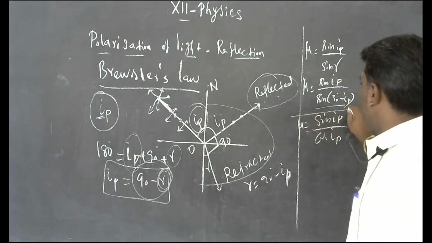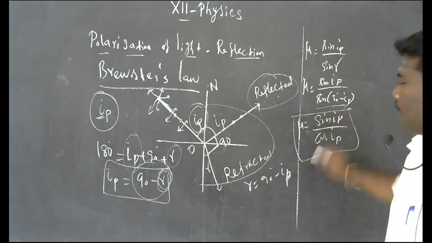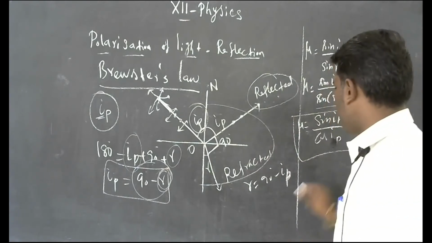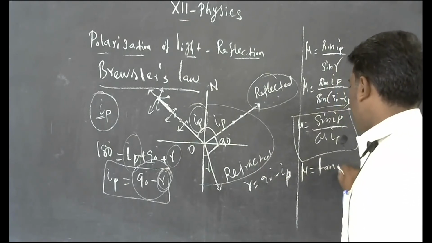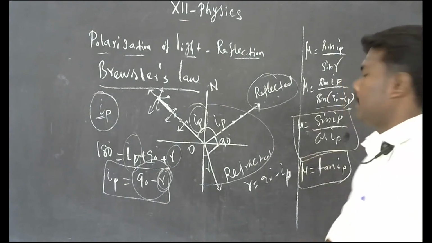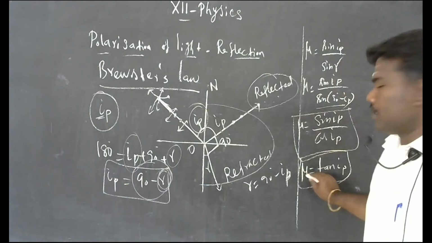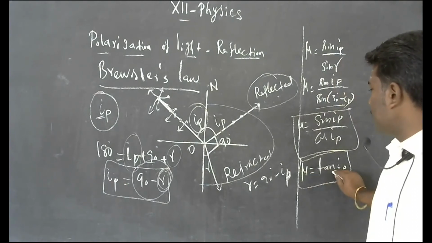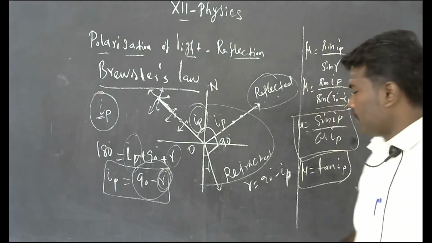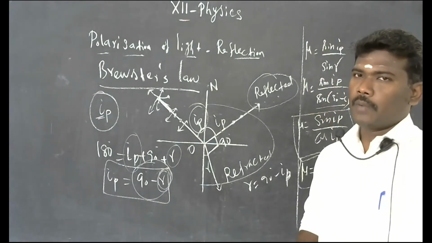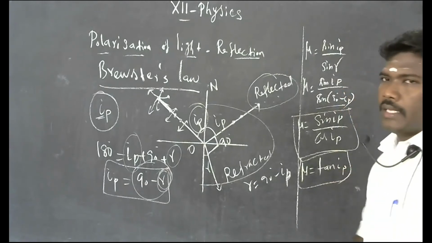This is the formula for Brewster's law. Sin theta divided by cos theta is nothing but tan theta. So the final formula is mu is equal to tan IB. The refractive index of the medium is equal to the tangent of the polarizing angle. This is the numerical: the refractive index of the medium is numerically equal to the tangent of the polarizing angle.